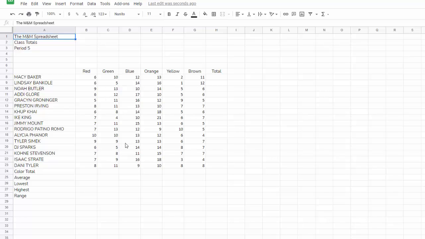We said yesterday, or in part 1, that testing one bag only would not be enough. We need to test as many bags as we can. So that's what this is right here. We tested as many bags as we could in fifth hour yesterday. Everybody who was present did their own bag of M&Ms. All right, so here's what we're going to do with this today.